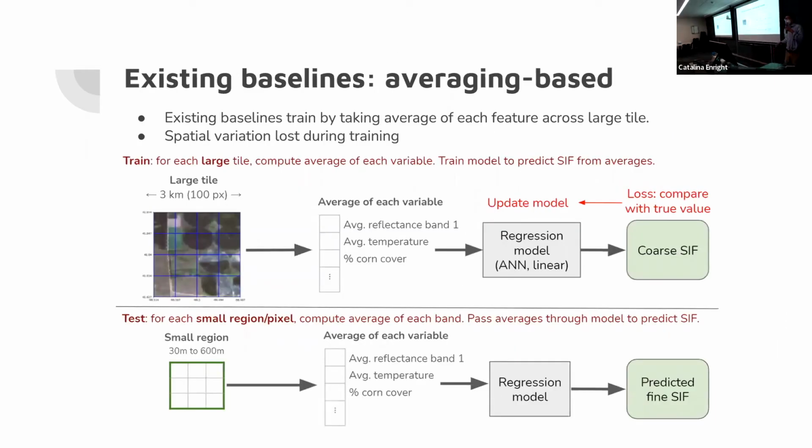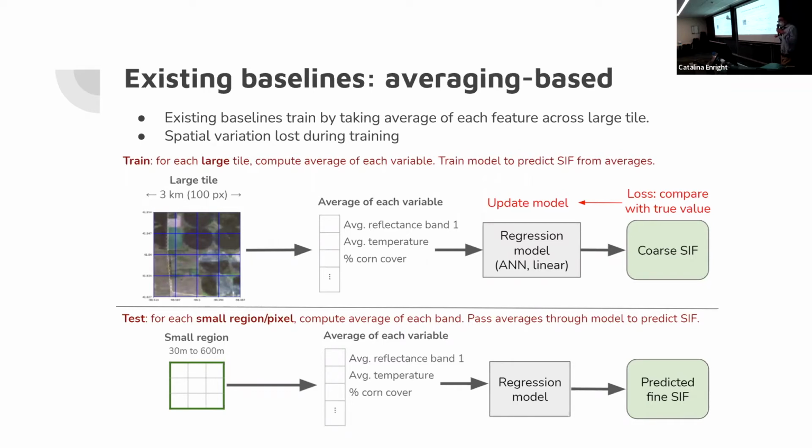Okay, so how is this task often done currently? A lot of baselines use a very averaging-based approach, where during training, they train a model at a coarse resolution by just taking the average of each feature or variable across the entire tile. So here we have the average reflectance band 1, reflectance band 2, temperature, etc. Then given all these averages across the whole tile, you can train some regression model, like a linear regression or a neural network, to output the SIF of the tile.